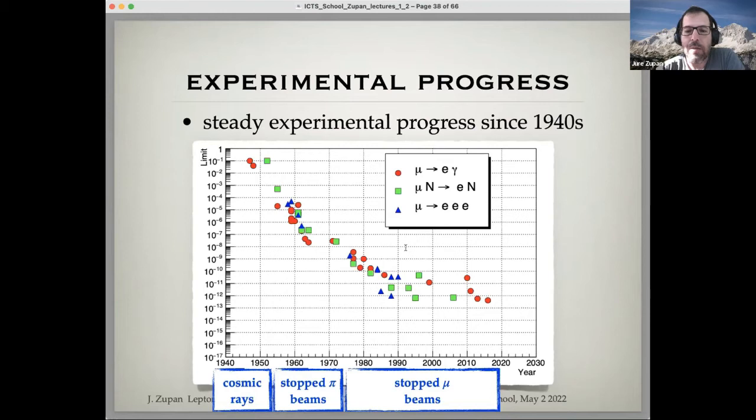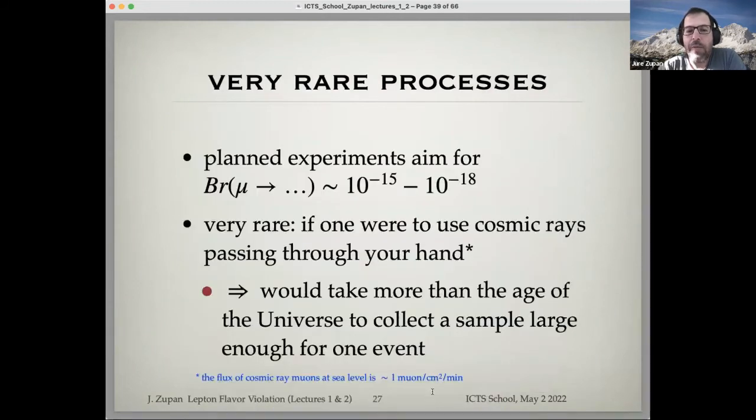So when you again make a big improvement, once you start using stopped muon beams. And I think to really appreciate this, right now we're looking at the planned experiments, or experiments that are starting to come online, that will go to the 10 to the minus 15 up to 10 to the minus 18 level. I mean, it's incredible. And how rare is this?